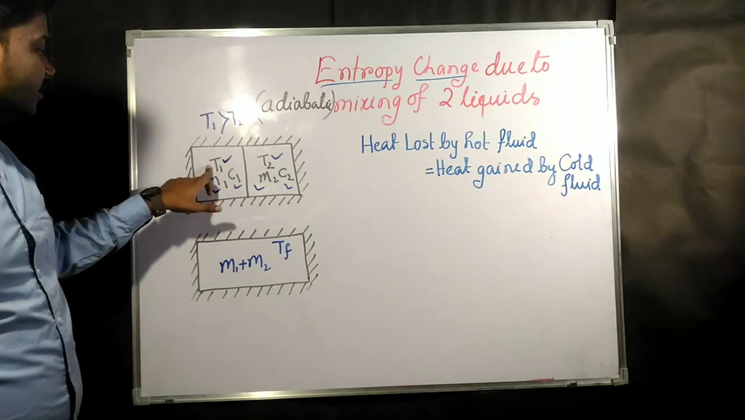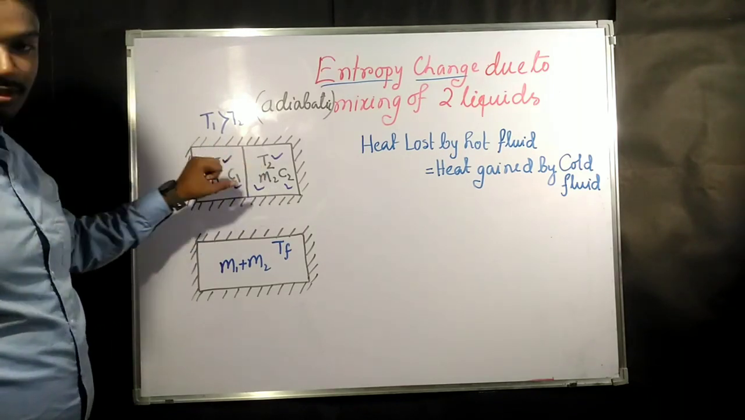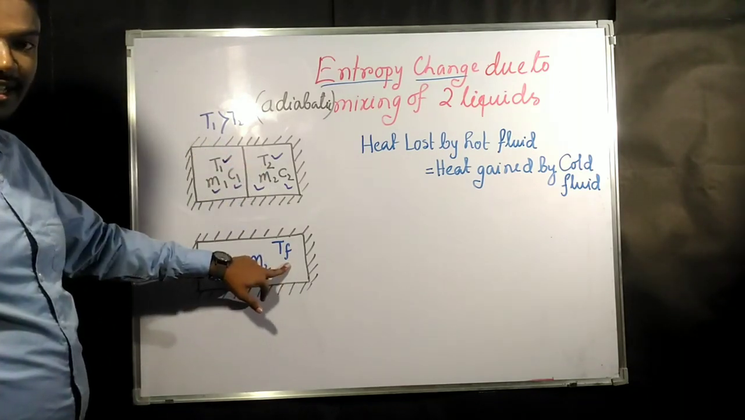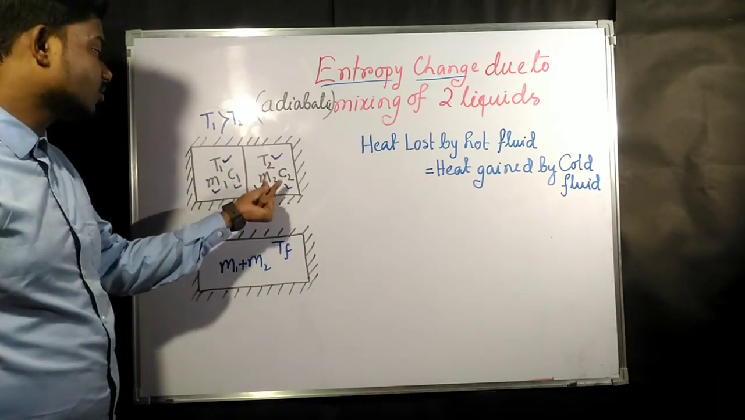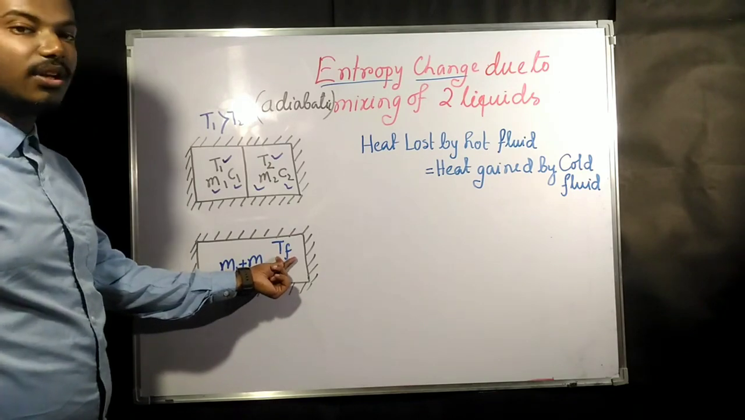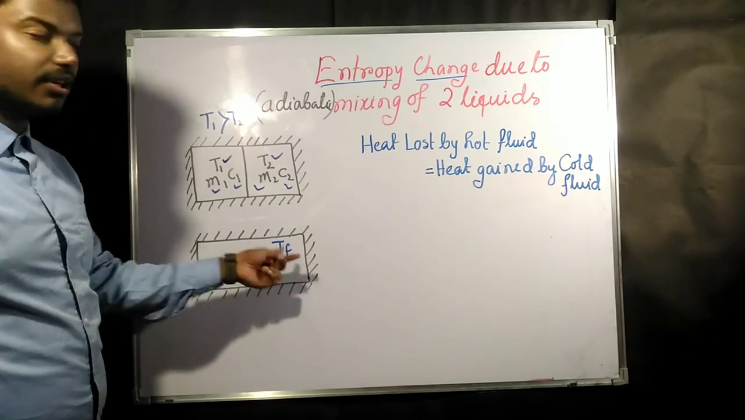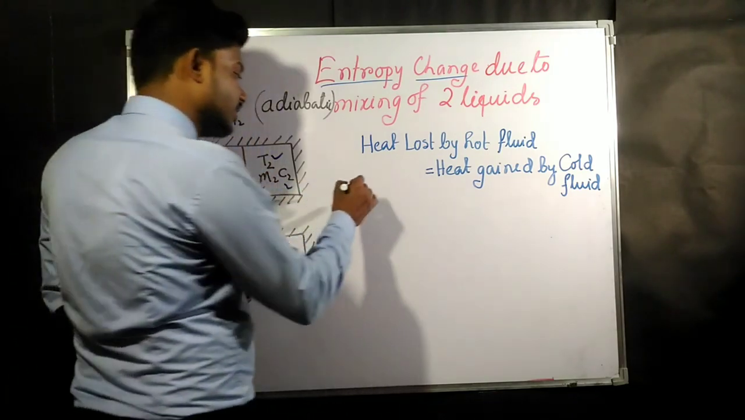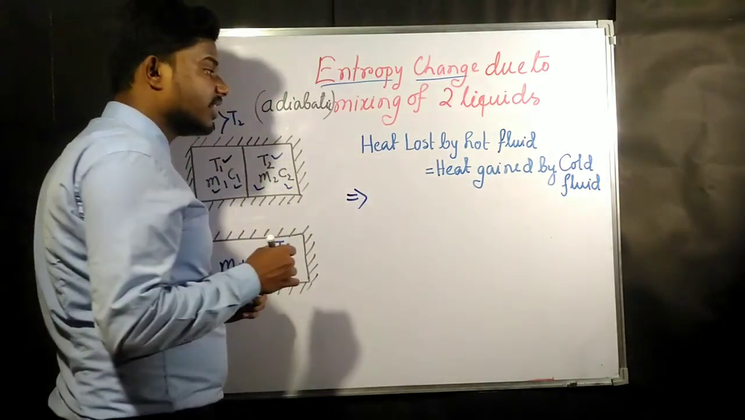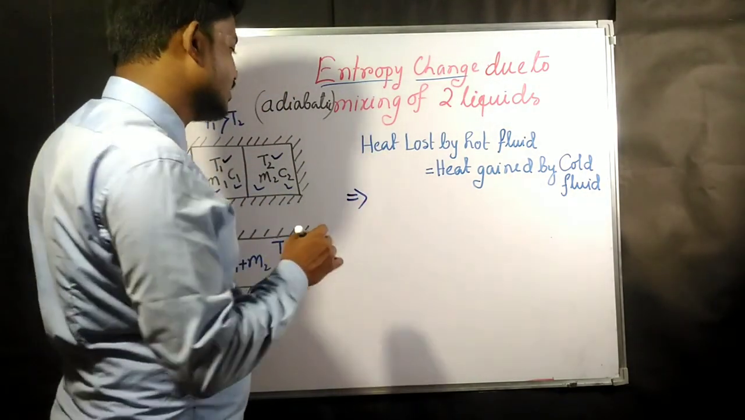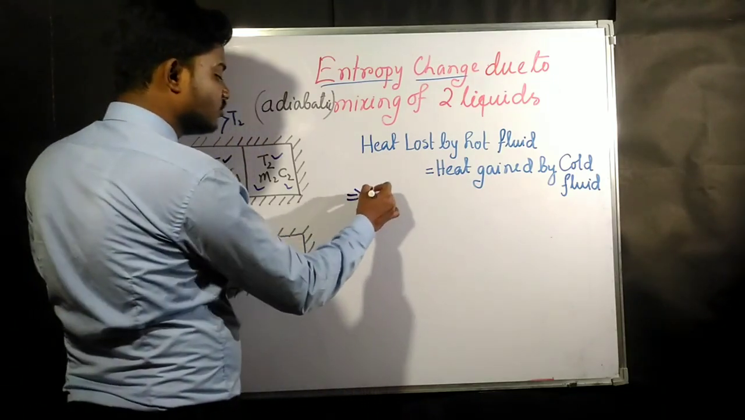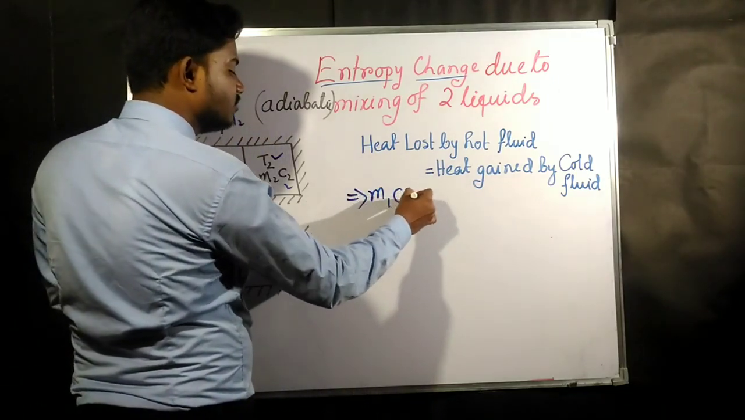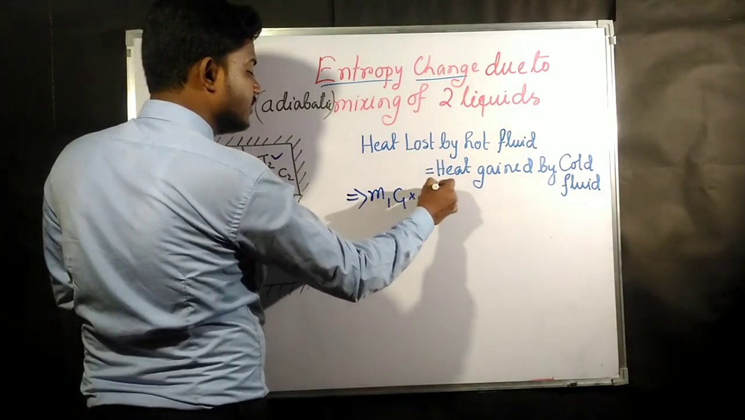Whatever heat the hot fluid leaves to reach the final temperature TF, the same amount of heat is gained by the colder fluid so that it reaches the temperature TF. So now what is going to be the formula for heat lost? The heat lost by this one is M1 into C1 into dT.